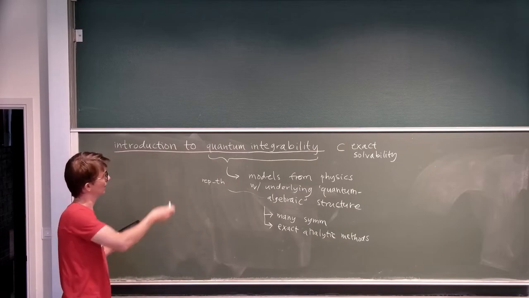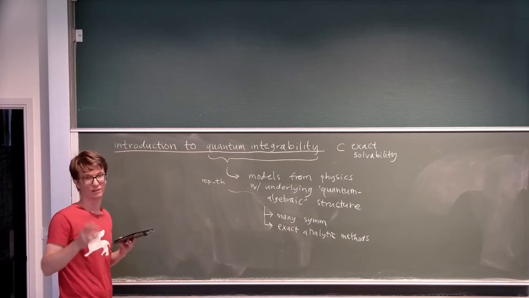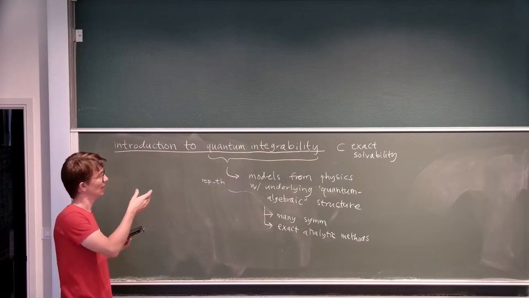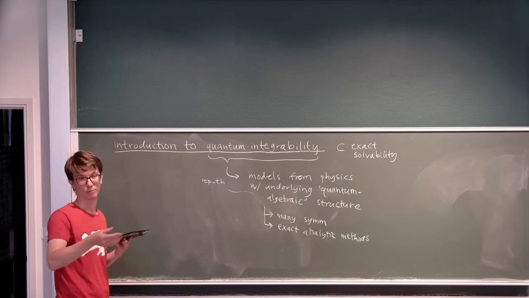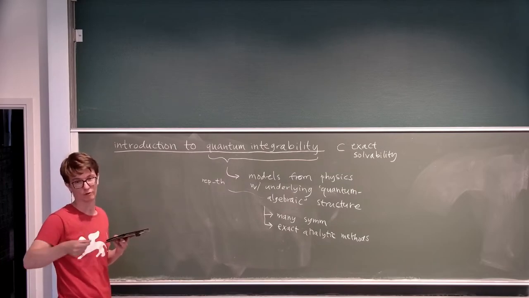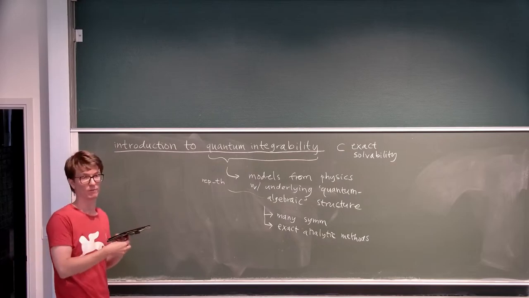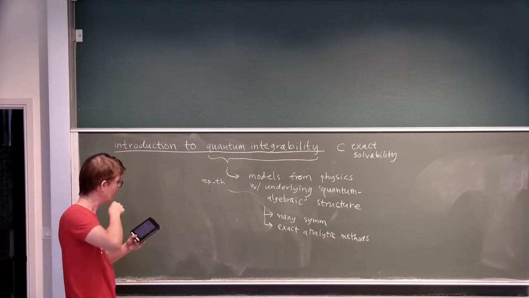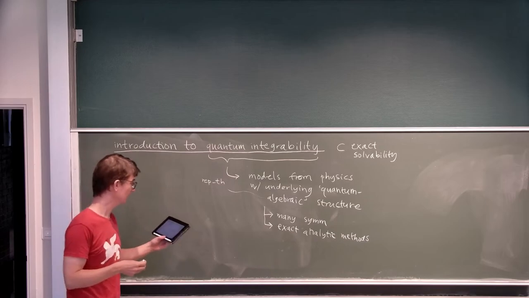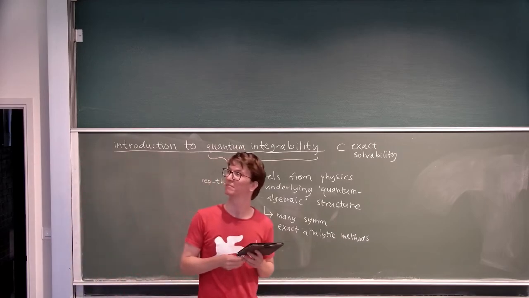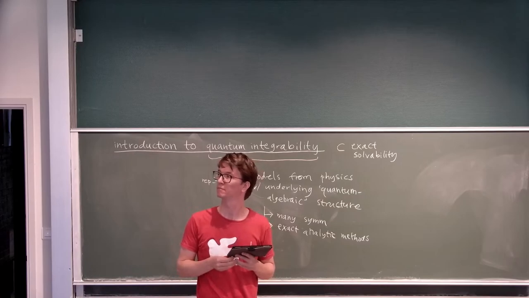I will illustrate this today and in the coming lectures in explicit models, and how historically people first found some results and then how slowly it was understood what the underlying mathematical structure was. How generic is this quantum integrability structure?